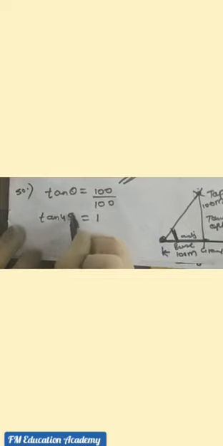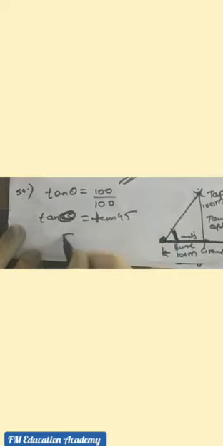100. So tan theta is equal to 100 by 100, that is nothing but 1. When is tan theta 1? At 45. Right. Tan theta is equal to tan 45. So we can say here theta is equal to 45 because tan will get cancelled. So what is the angle of elevation? 45 degree. Okay. Moving on to 51st question.